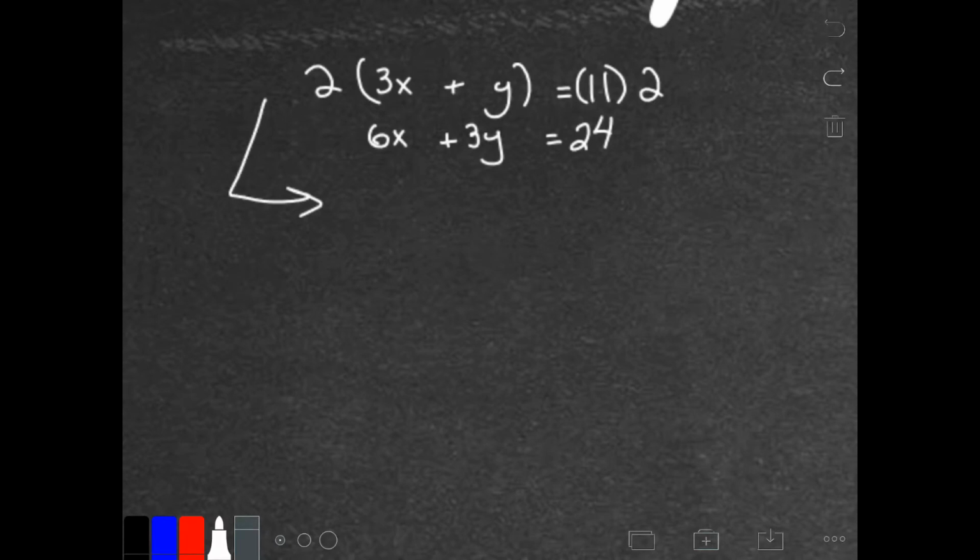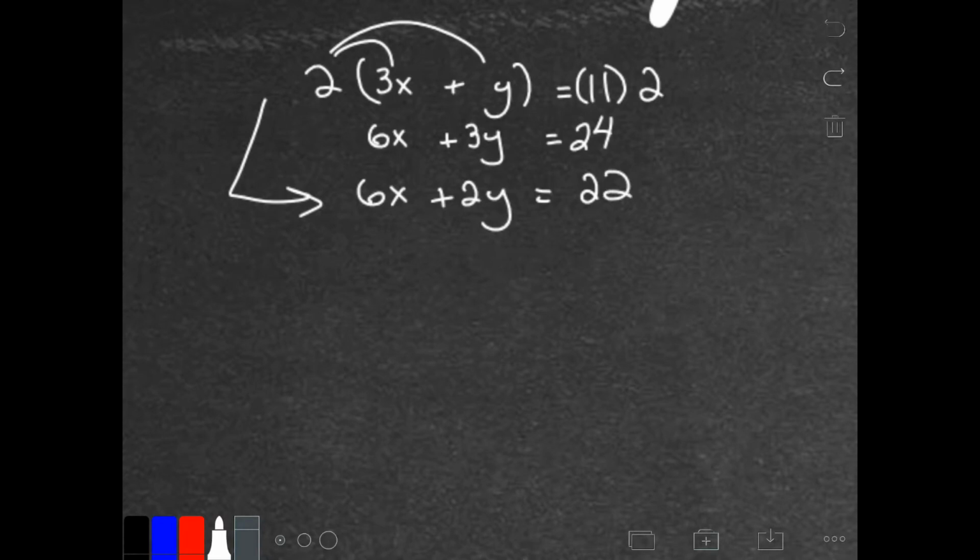So my first equation, when I multiply by 2, gives me 6x plus 2y equals 22. Now, 6x and 6x, those are the same signs, so I'm going to have to subtract here. I'm going to put the whole thing in parentheses, minus sign out front. 6x minus 6x is 0. 3y minus 2y is y. And 24 minus 22 is 2.